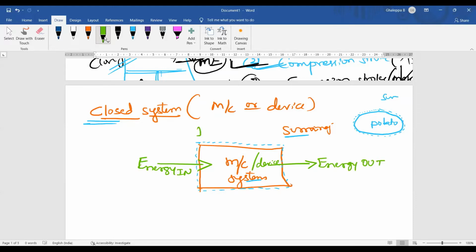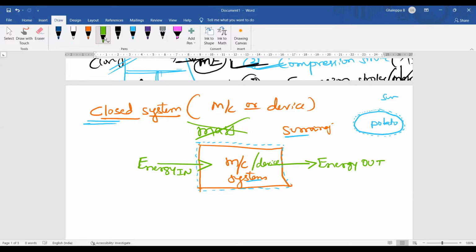But there is no exchange of mass. In the open system, there will not be any flow rate of water or flow rate of gas, flow rate of petrol. So mass exchange will not be there. Only energy exchange will be there.